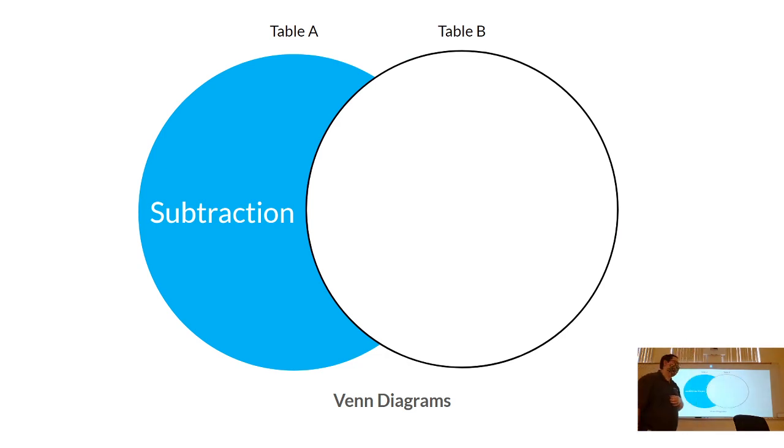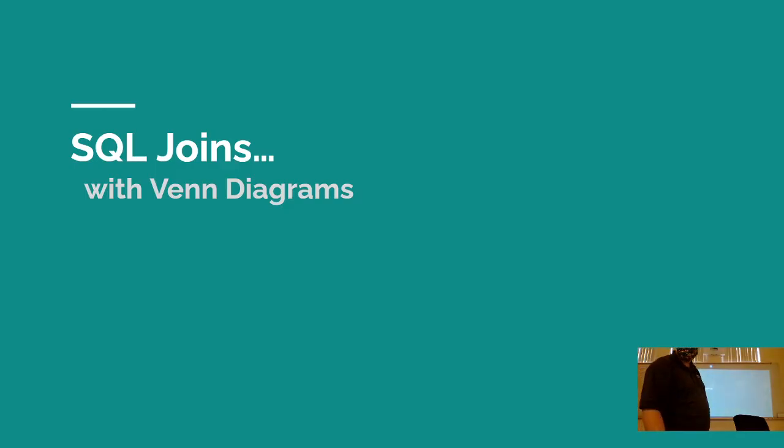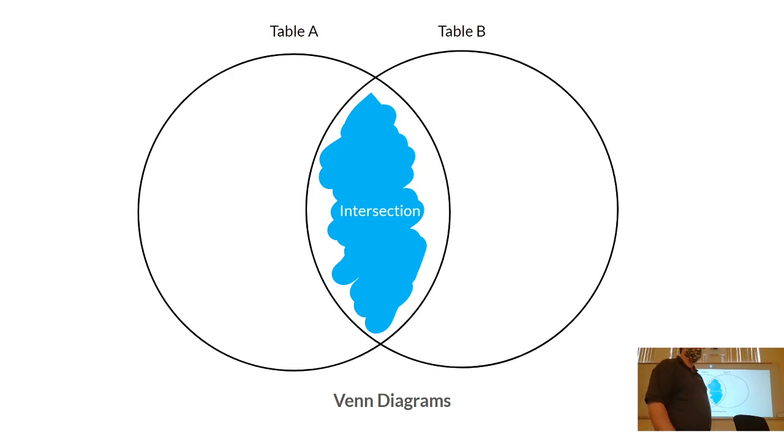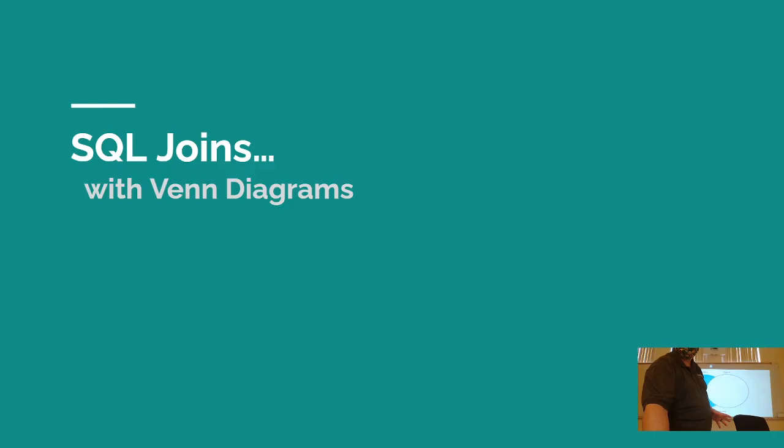If we're wanting just what's in A and not in B, this is a subtraction. I think some variants of SQL use the word except. But in general, this is a subtraction. We're saying A minus B. Okay. Any questions on those diagrams? You can see what all of that looks like.